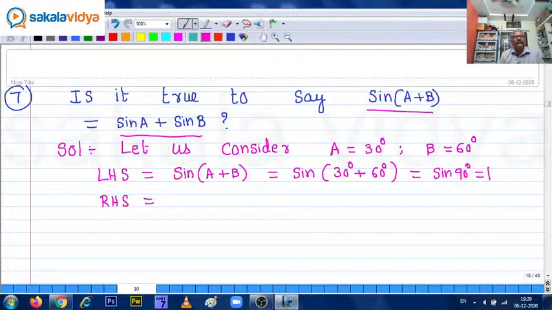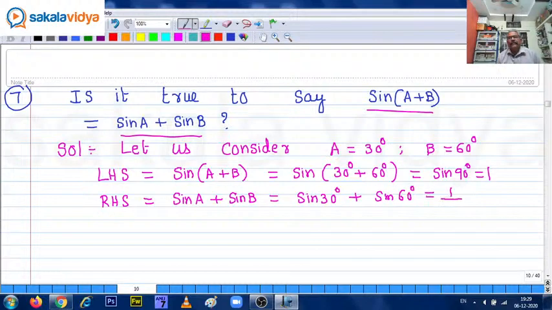Now you come to the RHS part. RHS means this part: sin a plus sin b. Sin a plus sin b means sin 30 plus sin 60. Sin 30 is 1 upon 2. Sin 60 is root 3 by 2. So 2 is the LCM: 1 plus root 3 by 2. 1 cannot be equal to 1 plus root 3 by 2. Here LHS does not equal RHS.